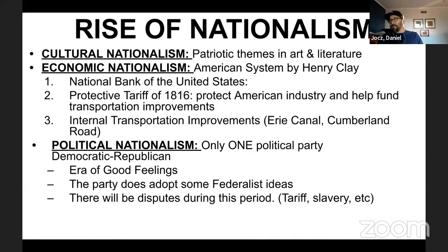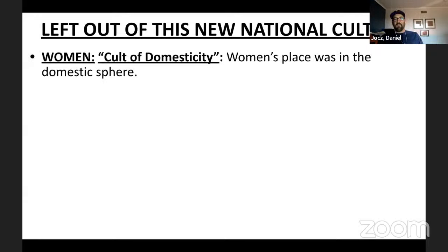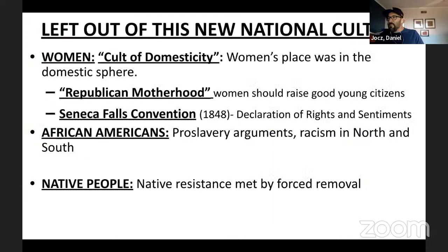Don't forget, left out of this new culture are these various groups. You are going to see women still being expected to follow this idea of the cult of domesticity. But you see the beginnings of change, especially with women being very active in some of the reform movements of the early to mid 19th century. Women play a very important role in not only women's suffrage, but the abolitionist movement and even the temperance movement, which starts to really grow into its own during this time.